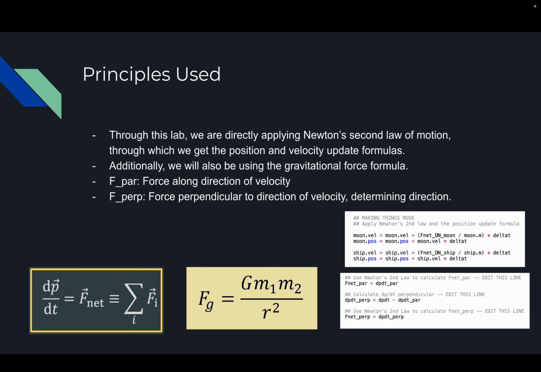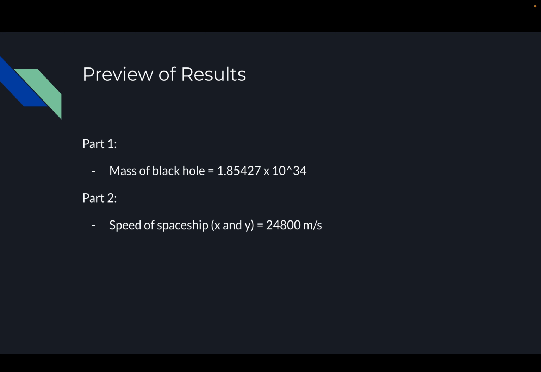Throughout this lab, we are directly applying Newton's second law of motion, through which we get the position and velocity update formulas. Additionally, we will also be using the gravitational force formula. In addition to that, we will be using F parallel, which is the force along the direction of velocity, and F perpendicular, which is the force perpendicular to the direction of velocity, determining direction.